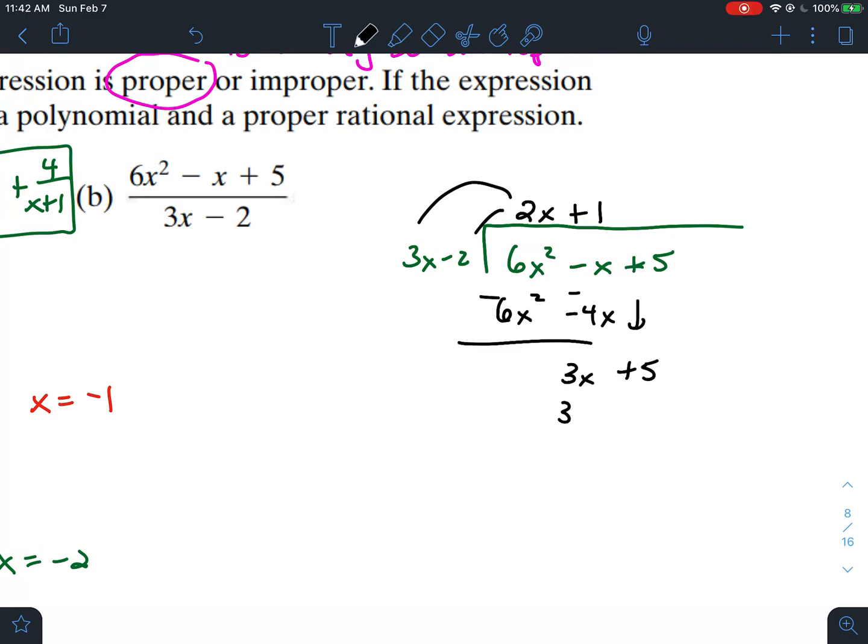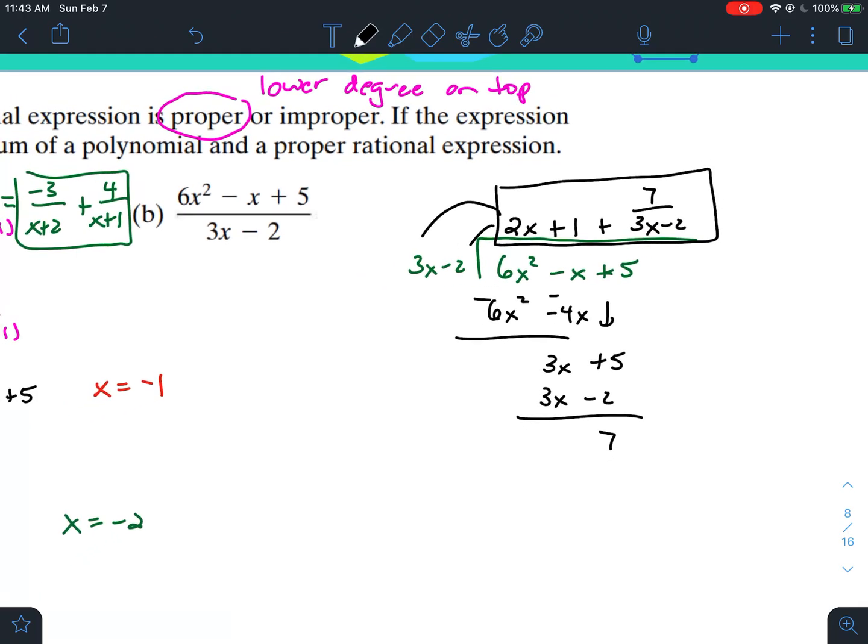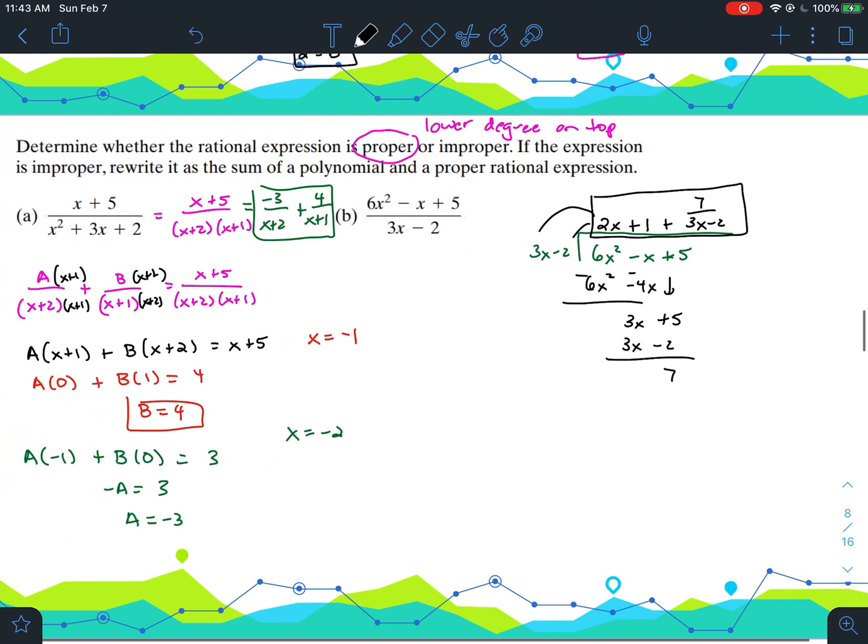3x times 1 is 3x, and then distribute that out. So I get 3x minus 2. So my remainder is 7, so then plus 7 over 3x minus 2. And so that is going to be its proper rational expression. So notice 2x plus 1 is proper, and then 7 over 3x minus 2 is proper because the higher degree is in the denominator.